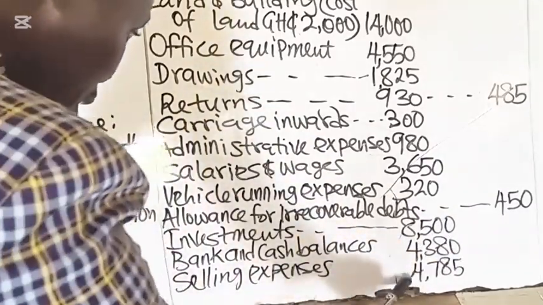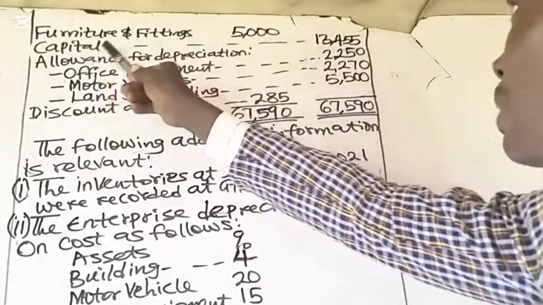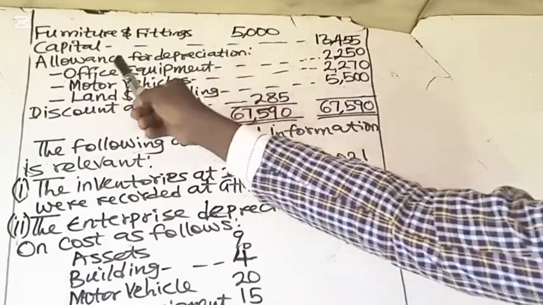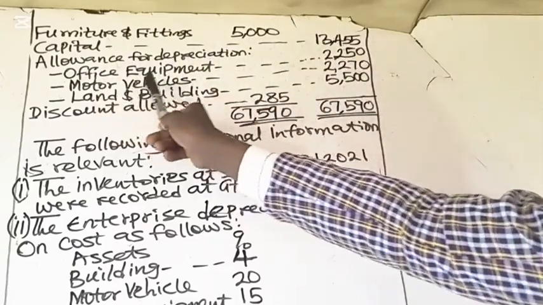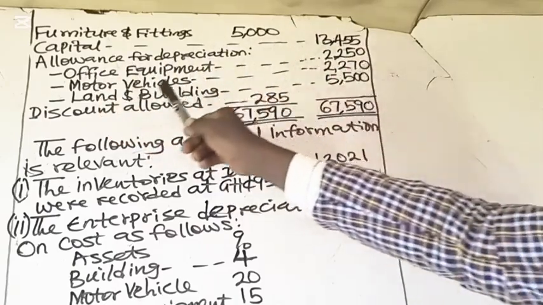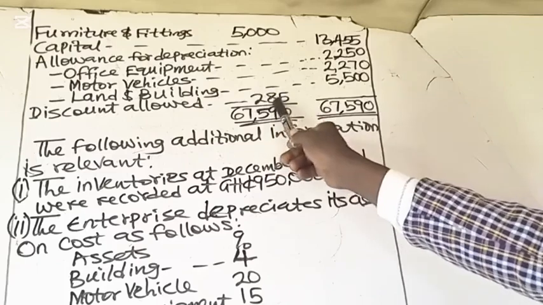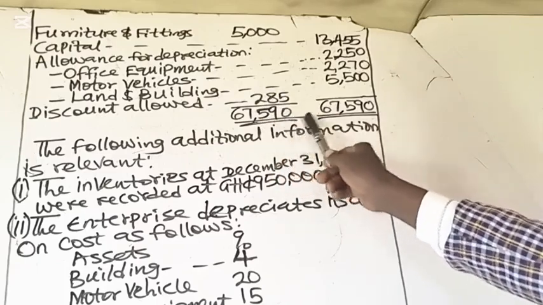Selling expenses 4,785. Furniture and fittings 5,000. Capital 13,455. Allowance for depreciation include office equipment 2,250. Motor vehicles 2,270. Land and building 5,500. Discount allowed 285. Total of both the debit and credit side is 67,590.